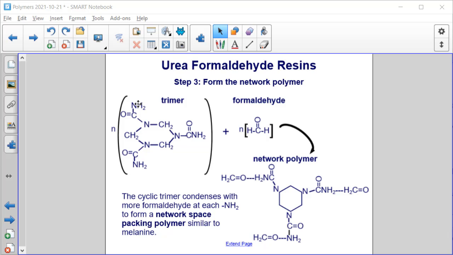See how where this NH2 was. Now we have the C double bond O, and then here's the NH2, the formaldehyde here with these dashed lines. So the cyclic trimer condenses with more formaldehyde at each NH2 to form a network space packing polymer, similar to melamine.